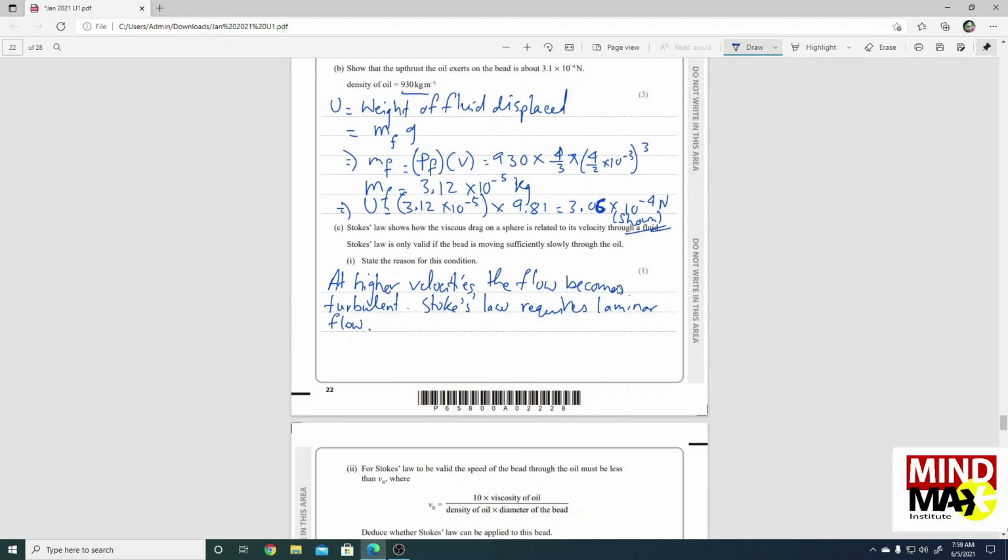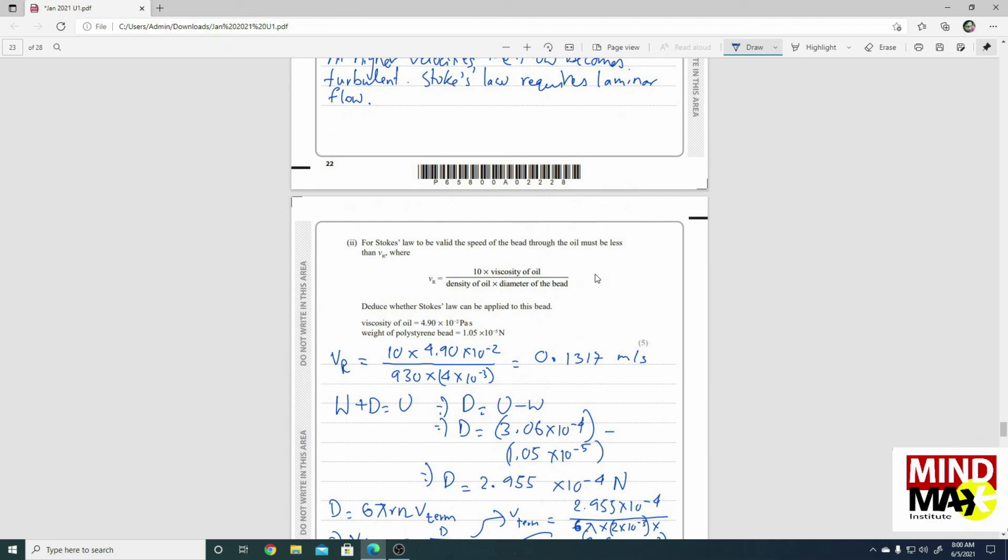The next one, Stokes' law shows how the viscous drag is related to its velocity through a fluid. Stokes' law is only valid if the bead is moving sufficiently slowly through the oil. Give the reason for this condition. If we put on the tap water slowly, it has laminar flow. But if we put on the tap water fast, it becomes a turbulent flow. So we have to make sure that the flow is laminar. At higher velocities, the flow becomes turbulent. If the flow becomes turbulent, it's not going to follow Stokes' law. So it has to be laminar, right? That's why we have to make sure that the flow is laminar, and that's only made possible with the low velocity.